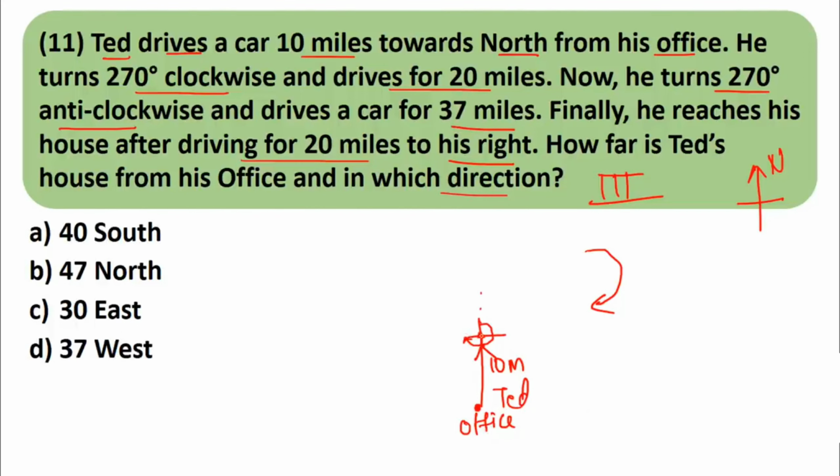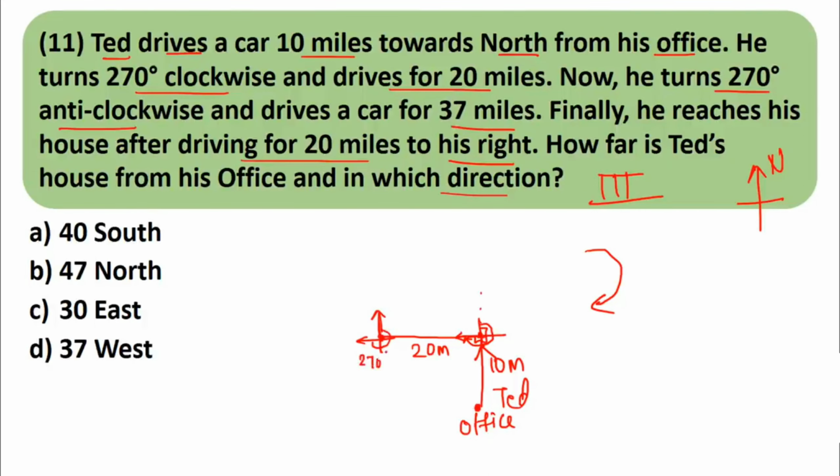So now Ted is facing in this direction, and he drives for 20 miles. This is 20 miles. He reaches this point. This is 90 degrees, this is 90, this is 90. Now what does Ted do? He takes a 270 degrees anti-clockwise turn. So this is anti-clockwise. Let him take 270 degrees anti-clockwise: 90, 180, 270. So now Ted will face in this direction.